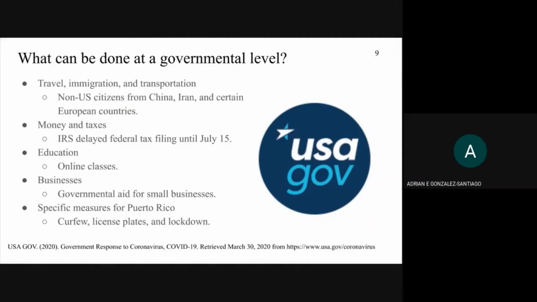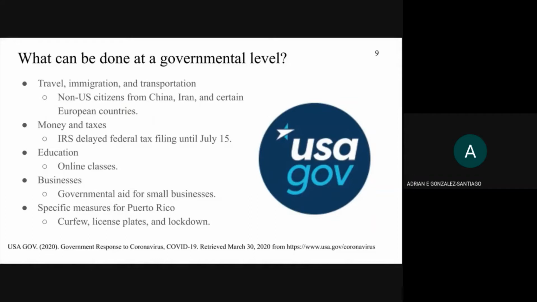And even though there isn't any official information yet, Donald Trump has said that money will be given out to people in order to subsist and cover their necessities during this situation. In education, what we're doing right now is we have gone to online classes in order to stay isolated and be able to continue education.